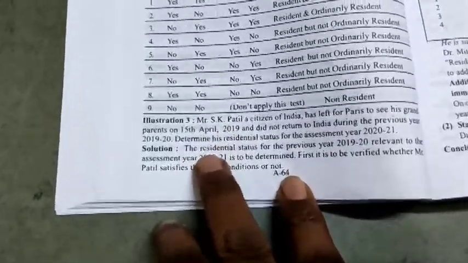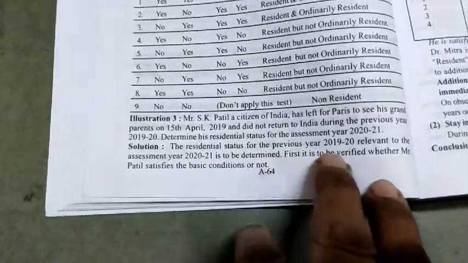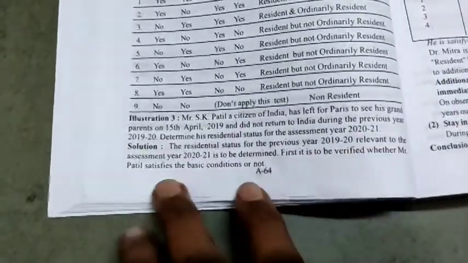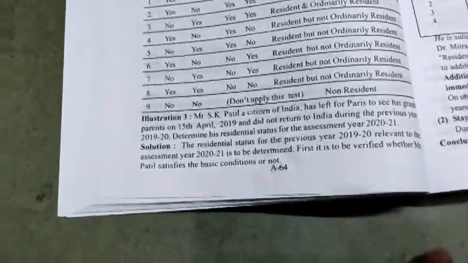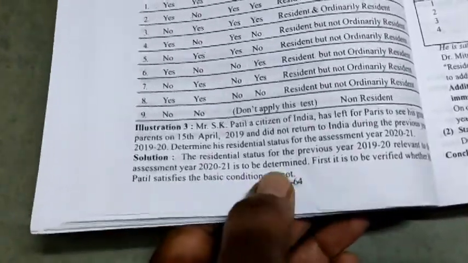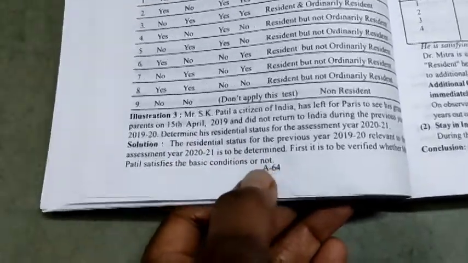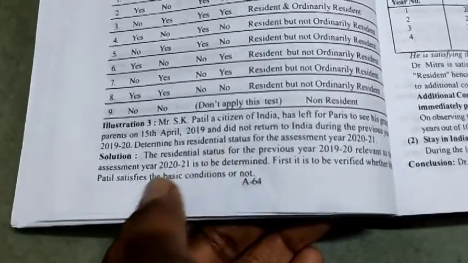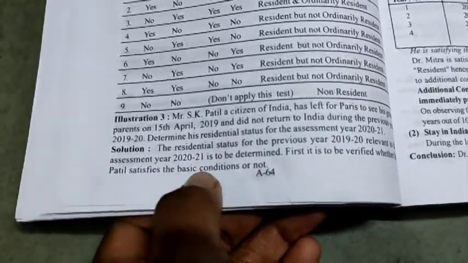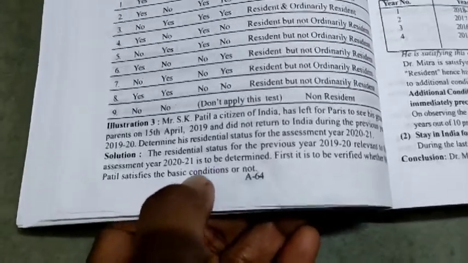So here we have to calculate his residential status. See here, the residential status for the previous year 2019-20 relevant to the assessment year is to be determined. First, it is to be verified whether Mr. Patil satisfies the basic condition or not. In case of residential status, compulsorily we have to see whether he is satisfying a resident or not. So for that, first of all, we have to see the basic condition.